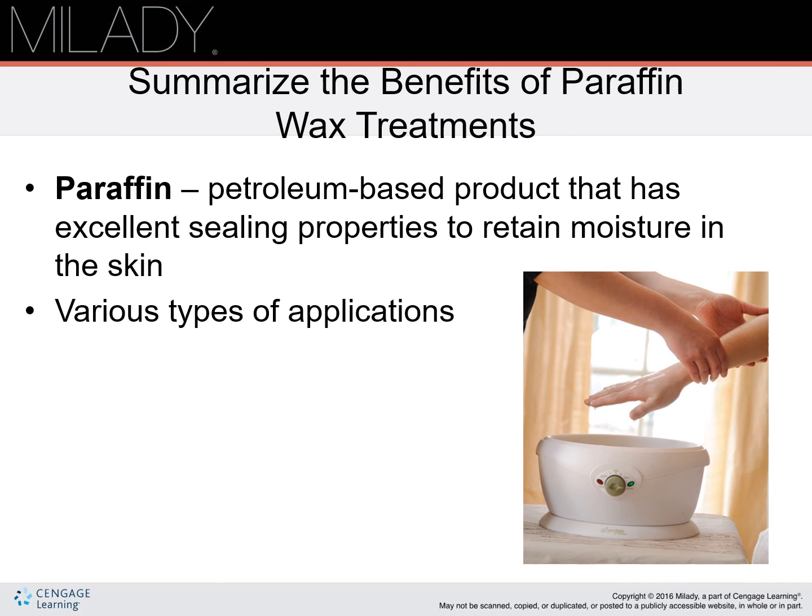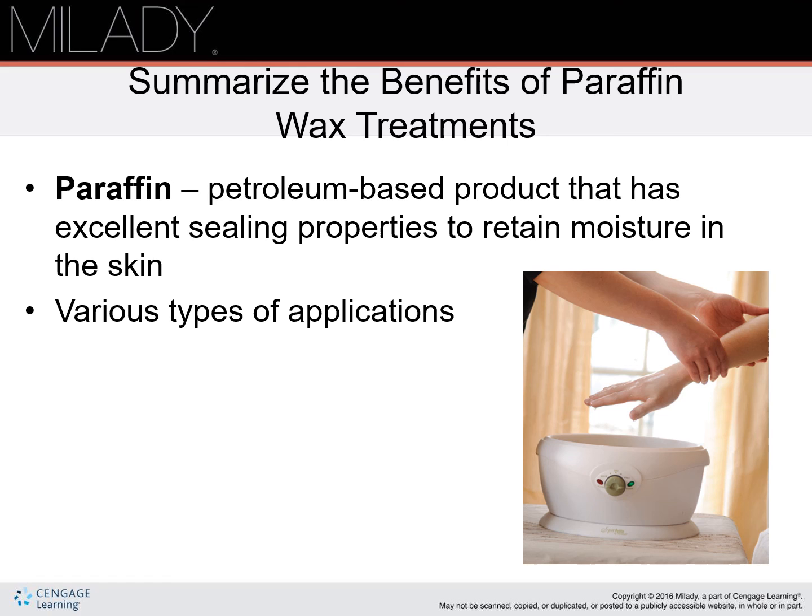Okay, so let's talk a little bit more about paraffin. I talked about this earlier. It is a petroleum-based byproduct that has excellent sealing properties to retain moisture in your skin. It includes applying to the hands directly. You can dip it in paraffin wax in cheesecloth or a paper towel. You can spray paraffin. You have paraffin gloves as well. Again, this is an added service, for a higher price.